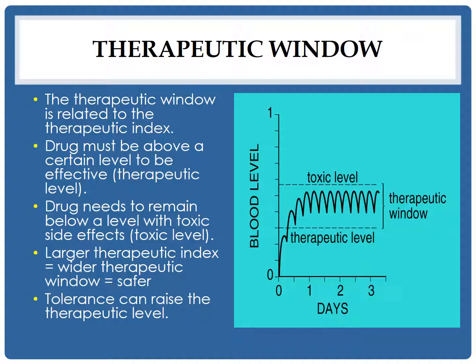So a larger therapeutic index of a drug means that the therapeutic window, the distance between those two levels, would be wider, would be larger. And a safer drug has a very large difference between those two levels, so that you've got a lot of play in your dosage before you start seeing toxic side effects. Tolerance can raise the therapeutic level, which then narrows the therapeutic window and increases the risk of toxic side effects or overdoses.